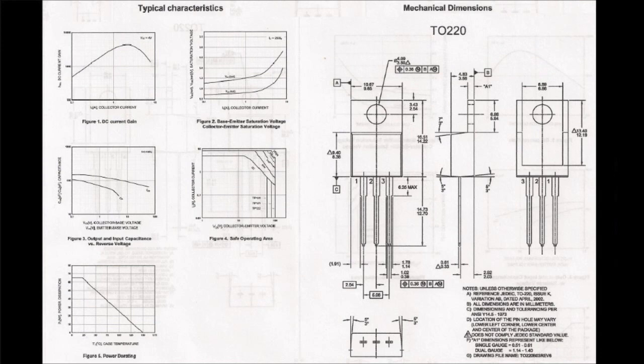Now, you'll also find different charts on these data sheets. Like the one on the left here, you have typical characteristics. Now, this shows how the transistor responds in different conditions. This gives you an idea of what to expect through the transistor. Now, when you're testing these transistors, this will also give you an idea if the transistor is functioning properly. And if it's not, you can tell by this chart.